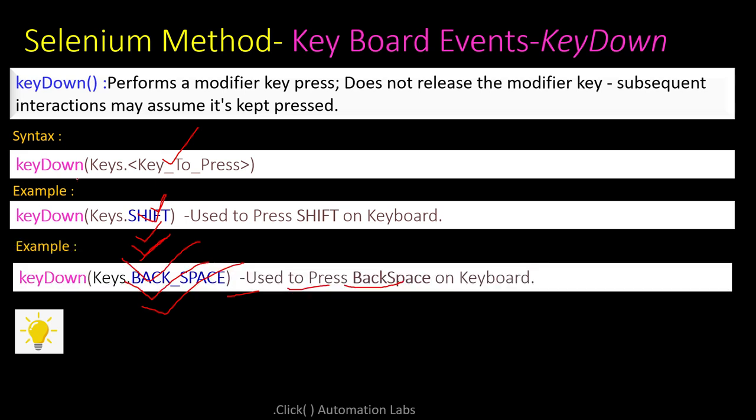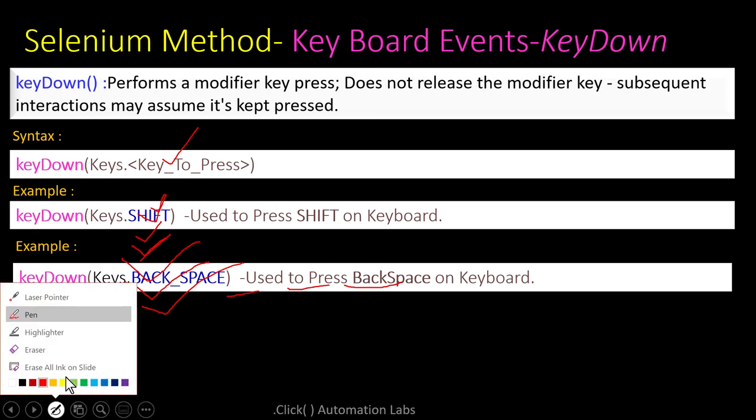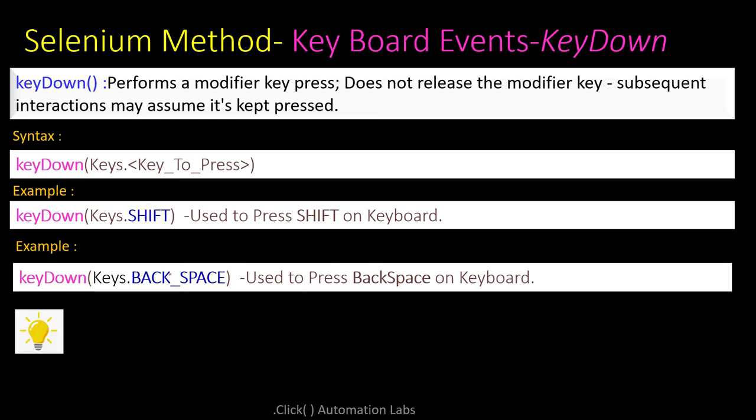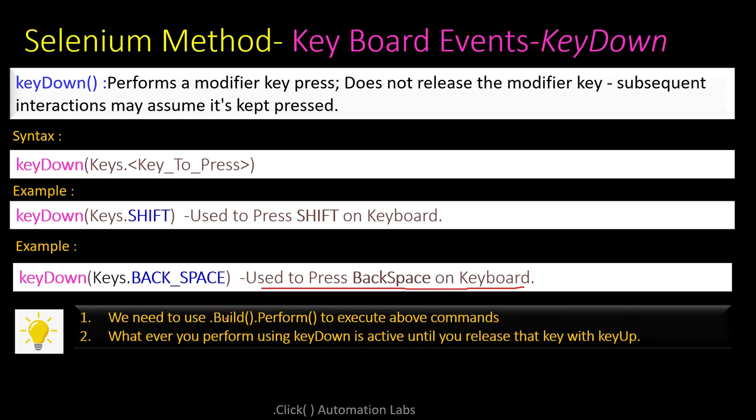So if you look at this example, Keys.BACK_SPACE is used to press backspace on the keyboard. We need to use .build().perform() to execute the above commands. This is compulsory. And whatever you perform using keyDown is active until you release that key with keyUp.